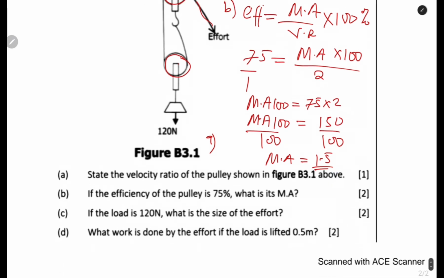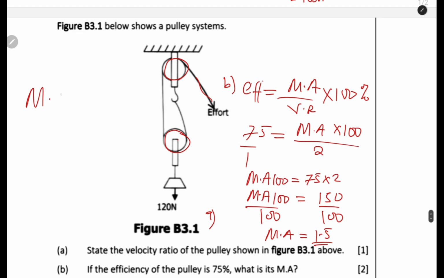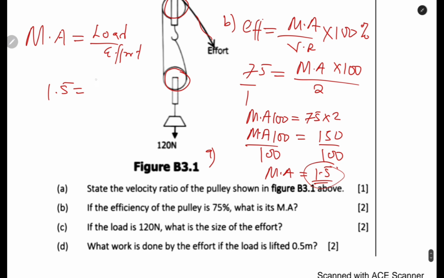Then for question C: if the load is 120 Newton, what is the size of the effort? For this one, we are also going to need the formula that connects effort and load. Okay, and that is the formula for mechanical advantage. Mechanical advantage is equal to load over effort. Do we have mechanical advantage? Yes, we just calculated it. So if you calculate the wrong one here, just know that even the next question, you are drowning. So 1.5 is equal to, what is our load? Load is given here as 120 Newton. Is it? Yes. Then divided by effort.